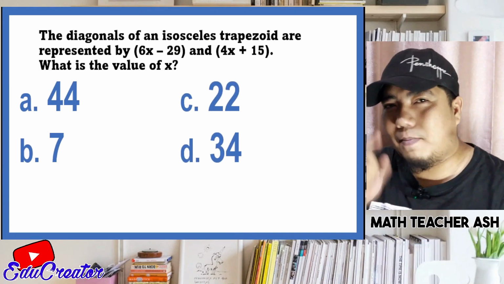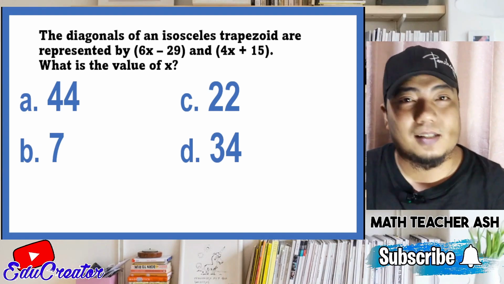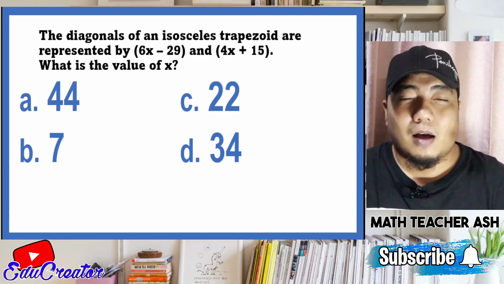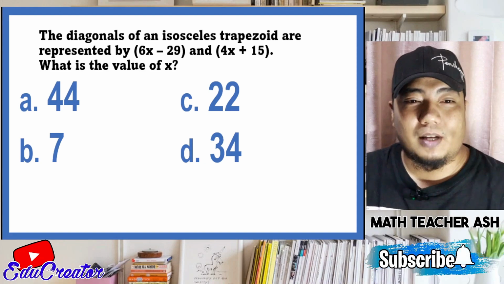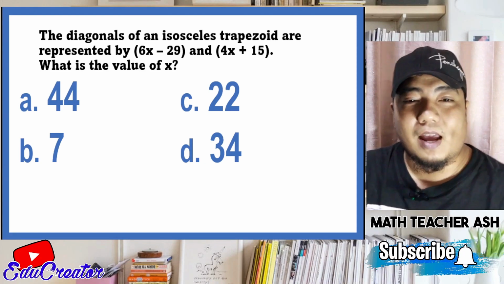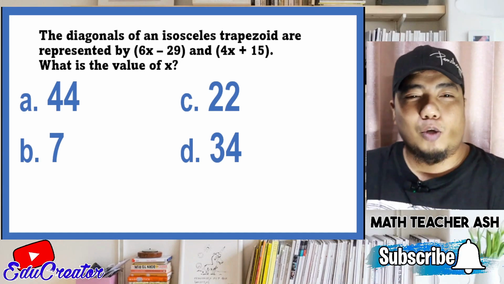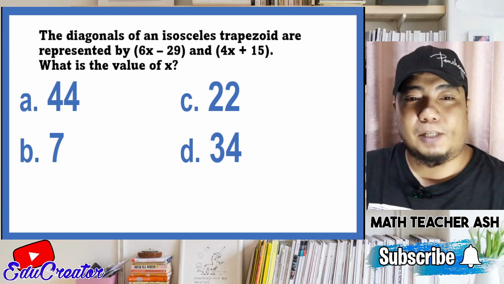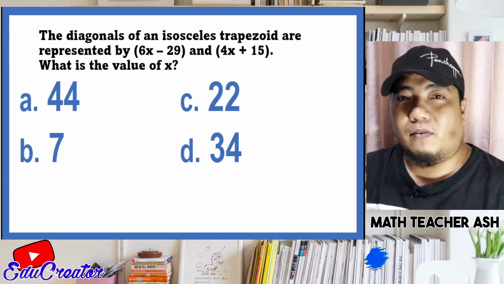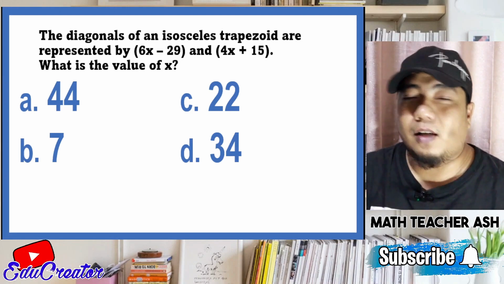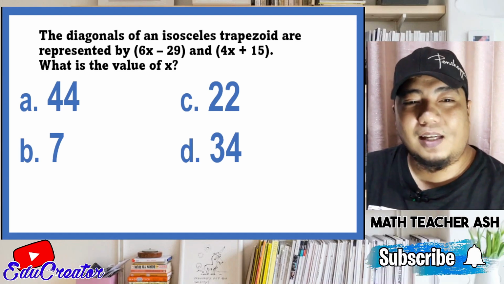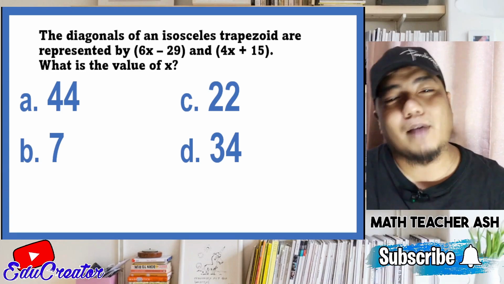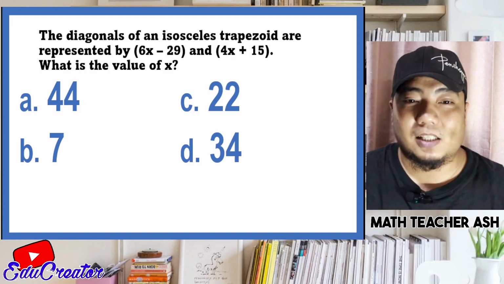Okay, my dear math learners, remember the property of an isosceles trapezoid that diagonals are congruent. So basically, if you have two diagonals of an isosceles trapezoid and this represents 6x minus 29 and 4x plus 15 respectively, you can equate the two expressions, giving you 6x minus 29 equals 4x plus 15. By transposing the variables to the left side and all the constants to the right side, you have 6x minus 4x for the left side, and that results in 2x. And then in the right side, you have 15 plus 29.